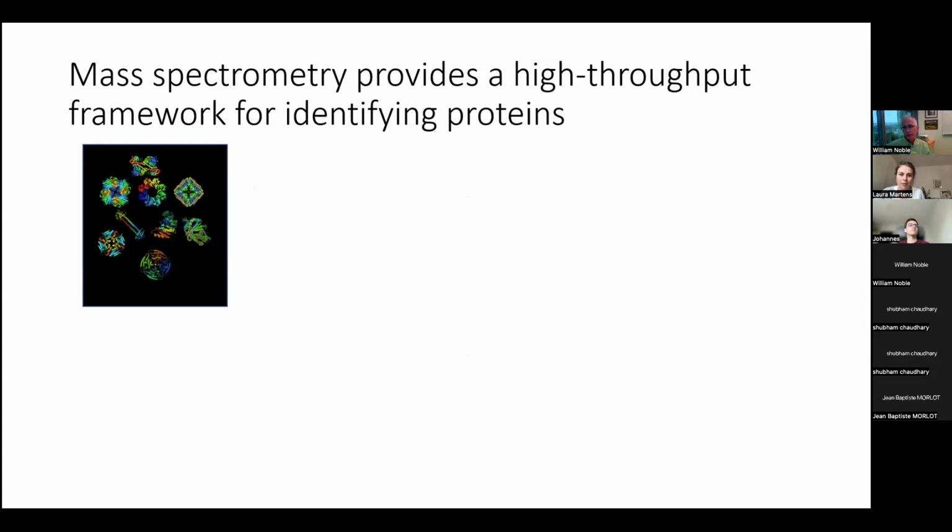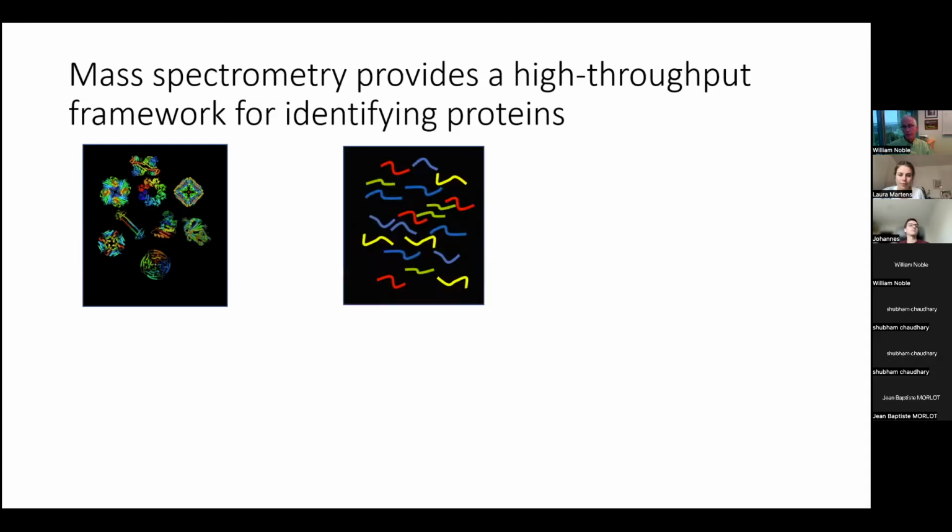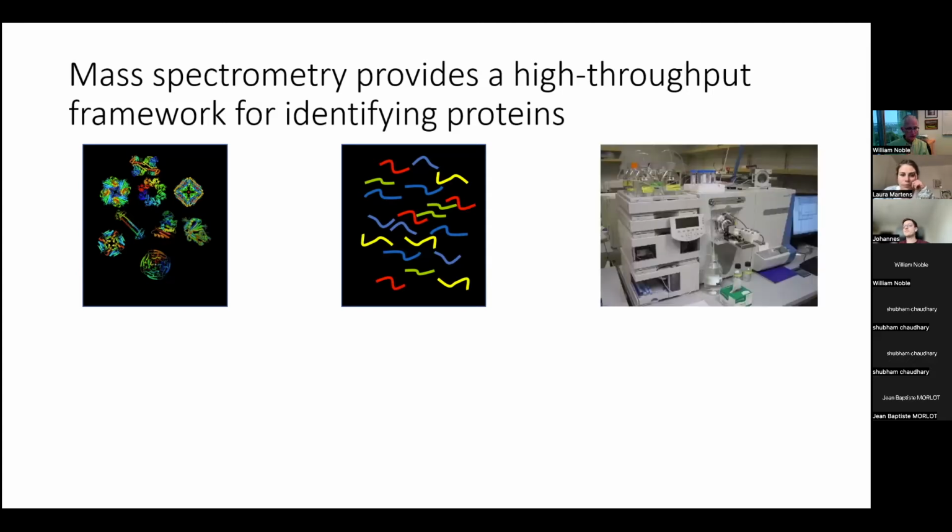So obviously proteins themselves are very complicated. They're difficult to deal with biochemically. And so the way tandem mass spectrometry works is that you begin by digesting the proteins down into subsequences called peptides. And then those peptides are put through a tandem mass spectrometer, which is itself complicated, but I'm just going to summarize it with a picture. It's a complicated device that separates all the peptides using liquid chromatography and then measures them twice in two different ways.